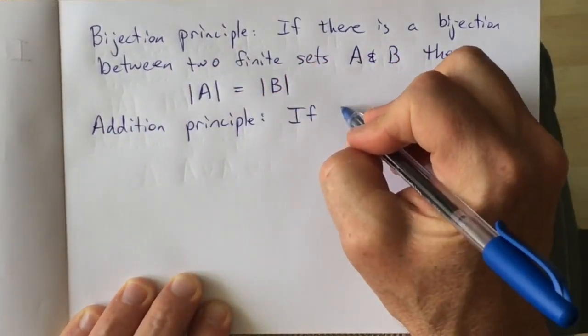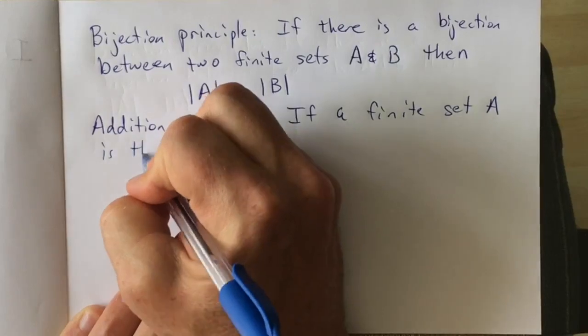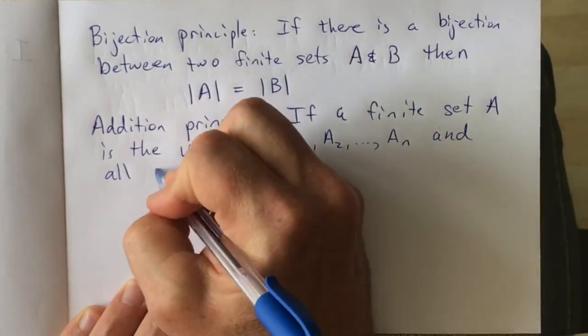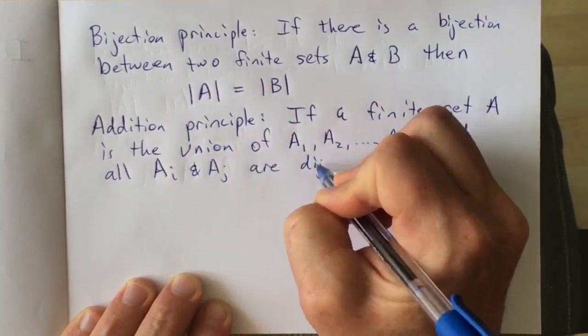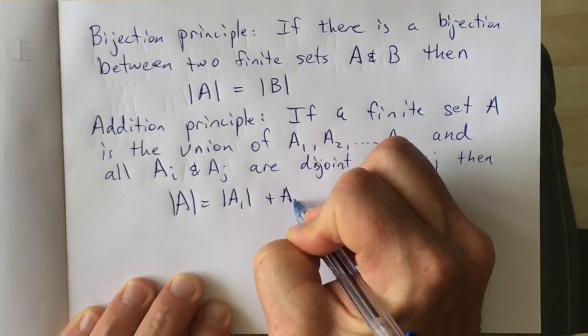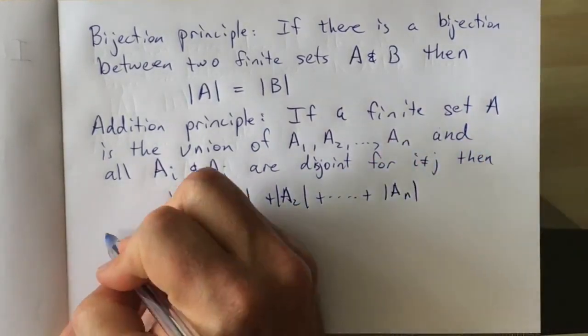The second idea is the addition principle. It says that if you have a set A, which is the union of a bunch of disjoint sets, then the cardinality of A is the sum of the cardinalities of the disjoint sets.